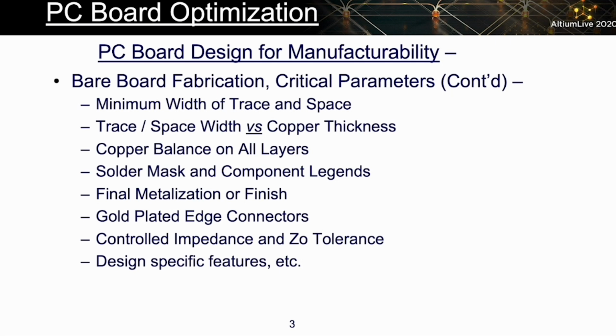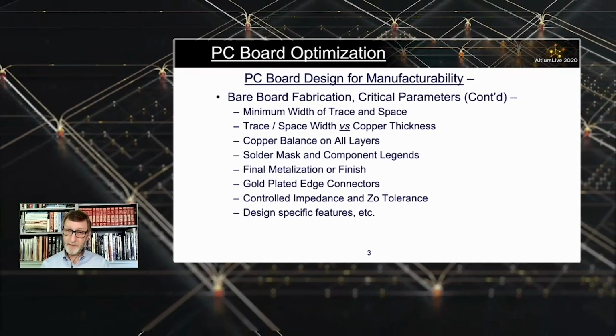Trace space width versus copper thickness. We're going to talk about that later. Why would that matter? Because if copper is 2.5 or 3 mils thick on an outer layer, do you honestly think you could etch a 3 mil line in copper that's 3.5 mils thick? It's no longer going to be a rectangle, it's going to be a square when you look at it in cross section. And that's going to be a real challenge for a fabricator to do. They might be able to do it, but the scrap rate's going to go up.